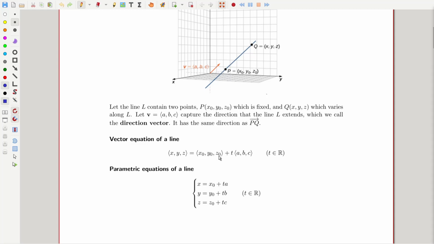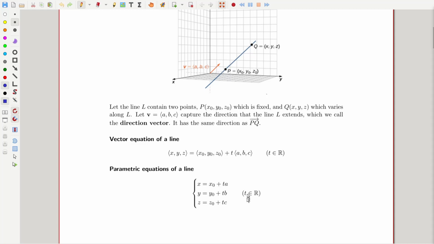And so the whole vector is supposed to then travel by the direction that the line extends in, which is the vector ABC. And so this traces out a line if you extend t from minus infinity to infinity. Okay, this is a way to describe a line in vector form.